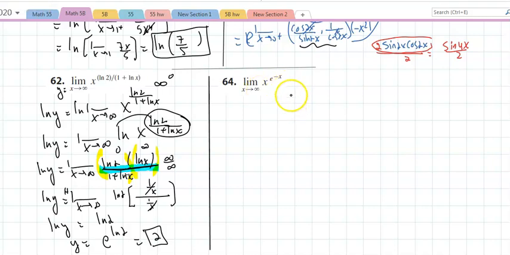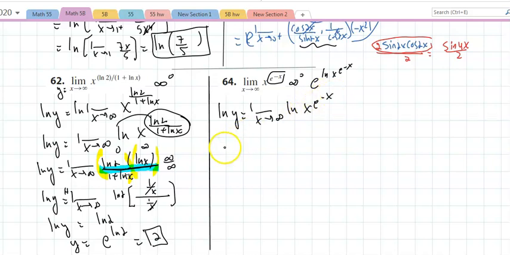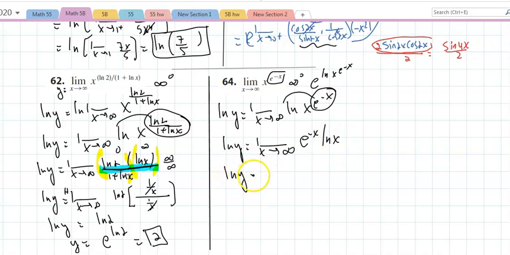Number 64 next. I have the same option. Again, I could say that's e to the natural log of x to the e to the negative x, because that's infinity, and as x approaches infinity, that approaches 0. Or I could say, you know what, natural log of y equals, and I could jump straight to it: the limit as x approaches infinity of natural log of x to the e to the negative x. This is a trick you could use in any science class. Any class you look at, and you are dealing with a power and you can't seem to go anywhere, log both sides. That's the power of logs.